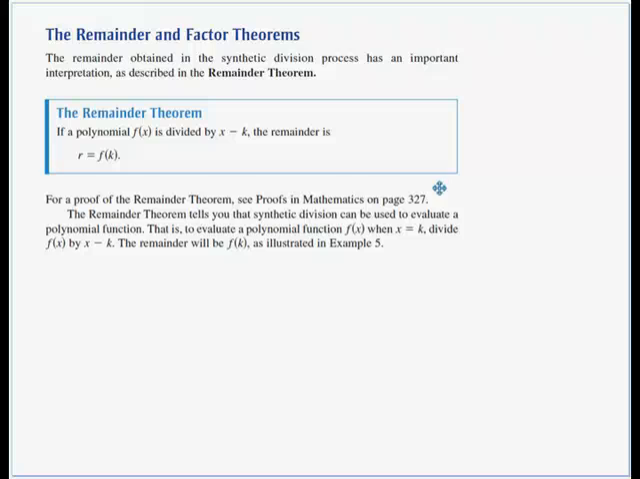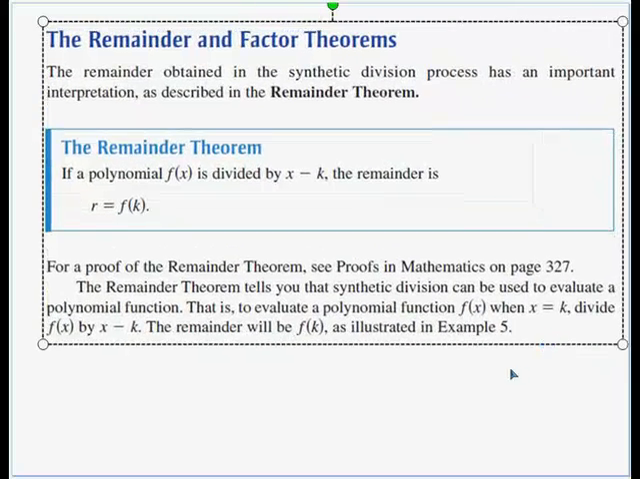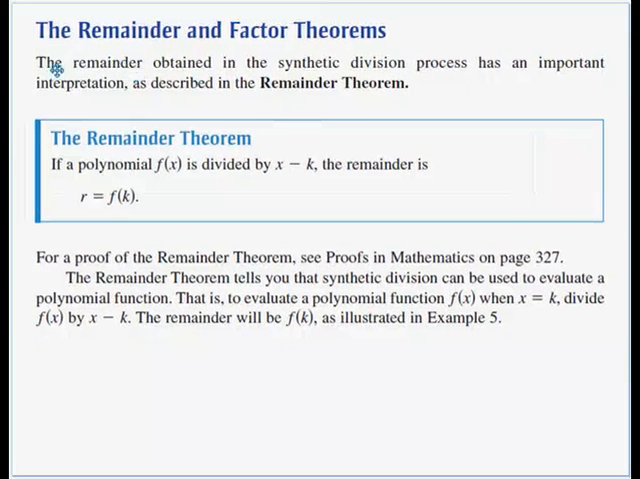All right, a couple theorems to talk about here real quick. The remainder and factor theorems. The remainder obtained in the synthetic division process has an important interpretation, as described in the remainder theorem. This remainder theorem says if a polynomial f of x is divided by x minus k, the remainder is f of k. For a proof of this, you can see proofs in math on page 327 in your book.